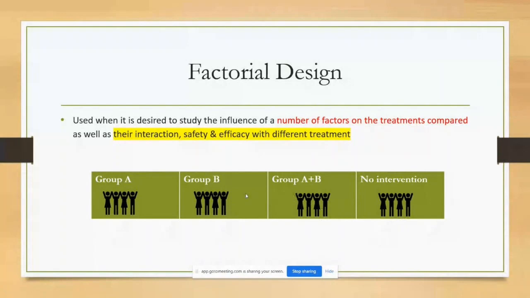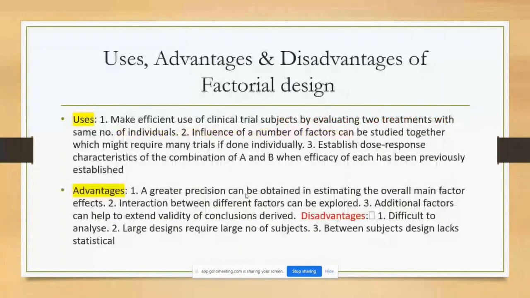What are the advantages and disadvantages, and when to use such a design? Useful for clinical trials with two treatments and the same number of individuals. The influence of a number of factors can be studied together, which might require many trials if done individually, and it can establish dose response characteristics of the combination of A and B when the efficacy of each has been previously established. So we can make minute inferences about the factors.